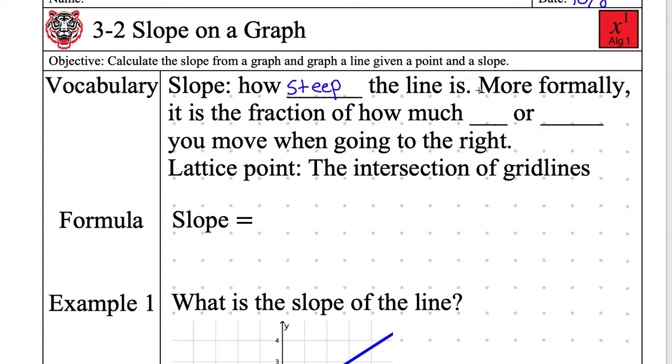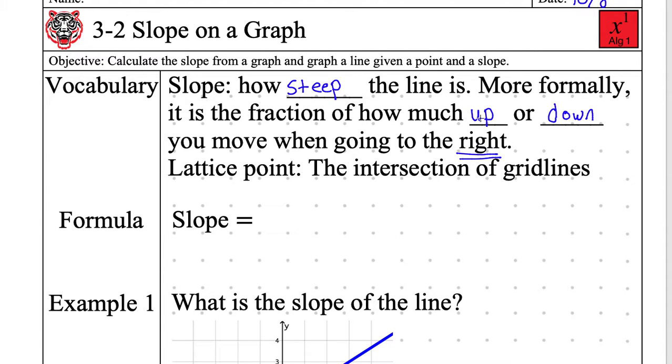So more formally, it is the fraction of how much up or down you move when going to the right. And this is kind of the key point. You're always assuming that you're going to the right. You're never going to the left. Always assume you're going to the right.